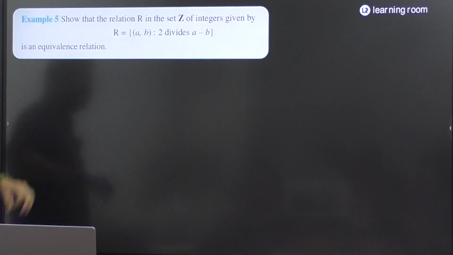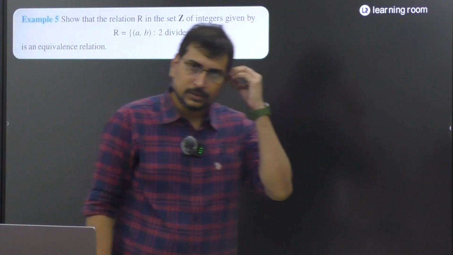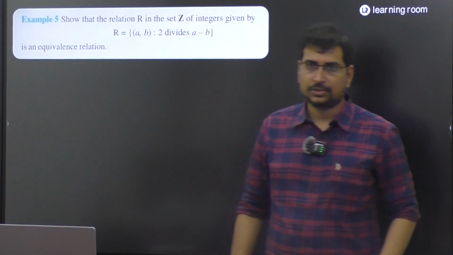So, show that the relation R in the set of integers, given by R = {(a, b) : 2 divides a − b}, is an equivalence relation. What is the meaning of this? Can you visualize and tell me what they are trying to say? Can you understand the meaning of this equation? What are they saying?